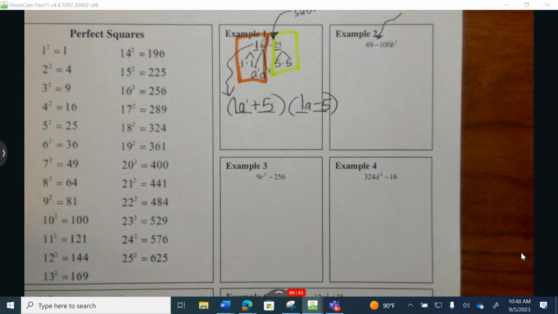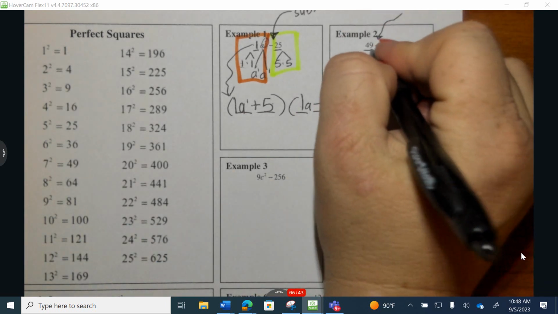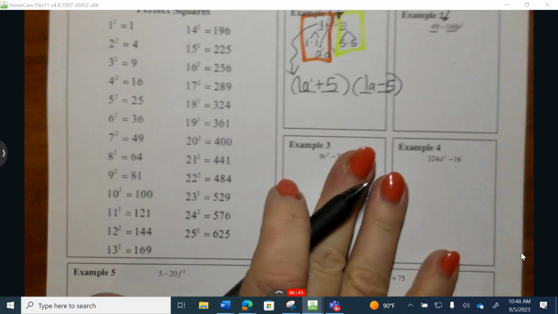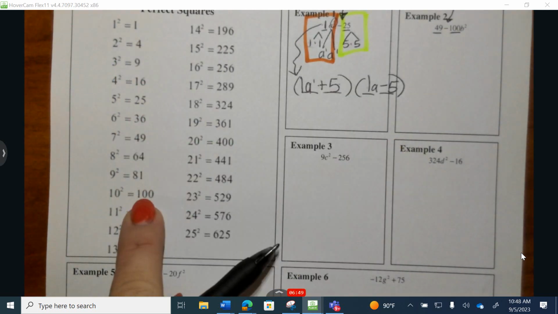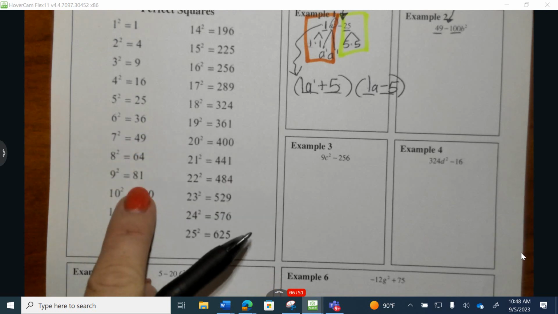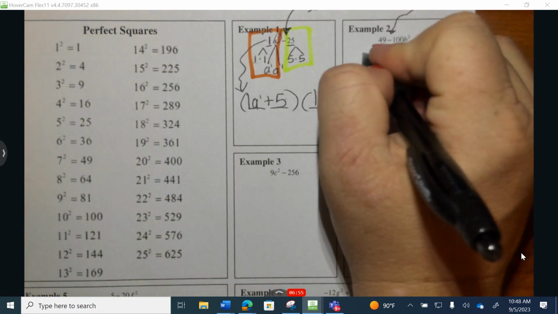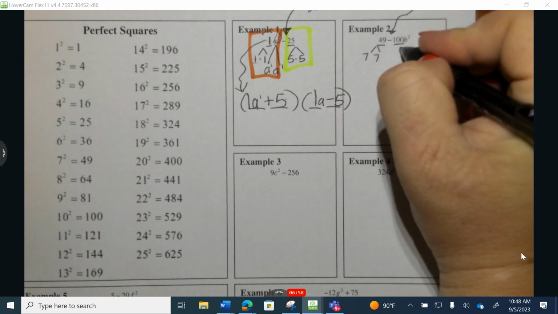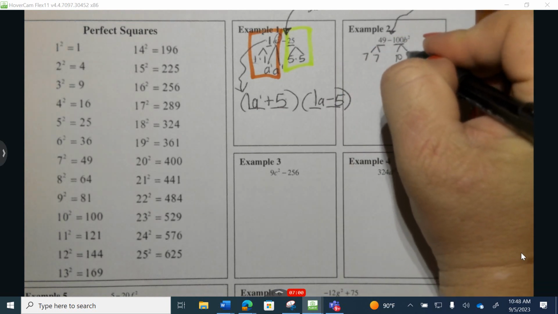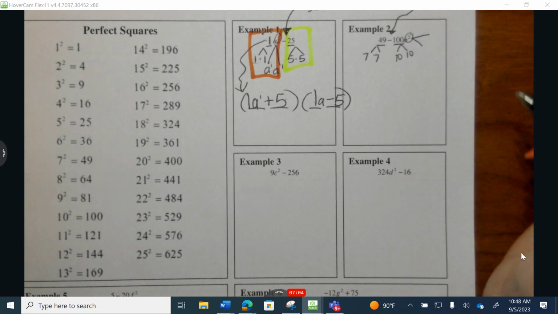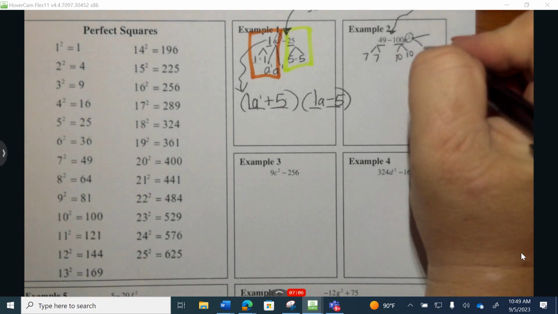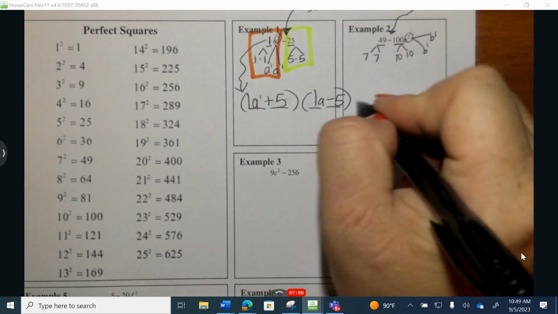We have subtraction. Now let's look at the numbers, 49 and 100. Okay, come off to the side. 49, good. 100, good. So 49 is 7 times 7. 100 is 10 times 10. So this breaks apart. Please make sure you're showing all your work into 7 times 7, 10 times 10. And now I'm going to break apart that b. So I'm going to look at the exponent and divide it by 2. 2 divided by 2 is 1.